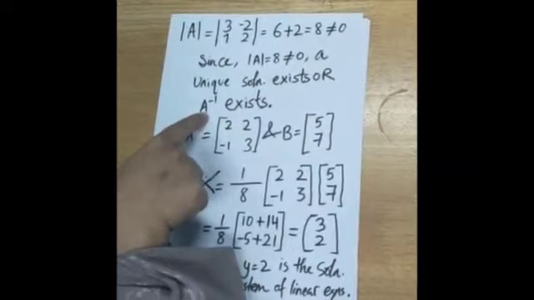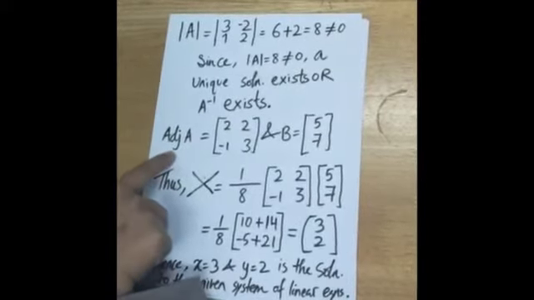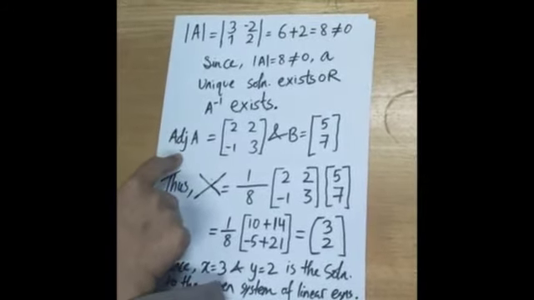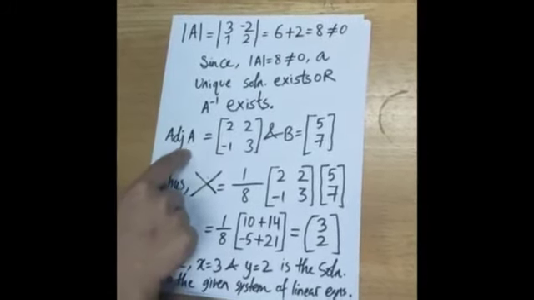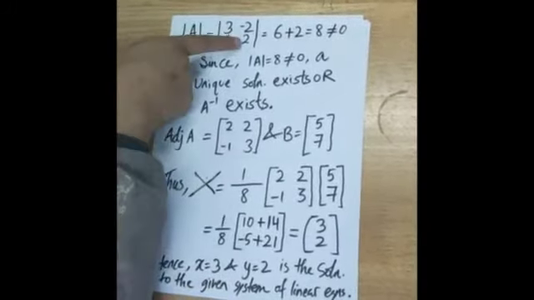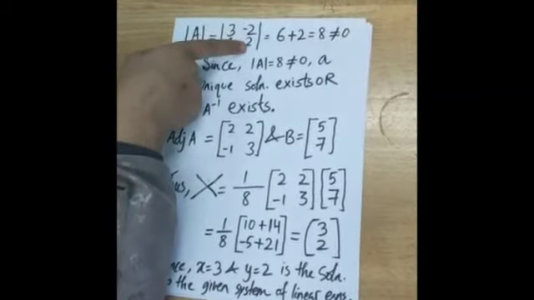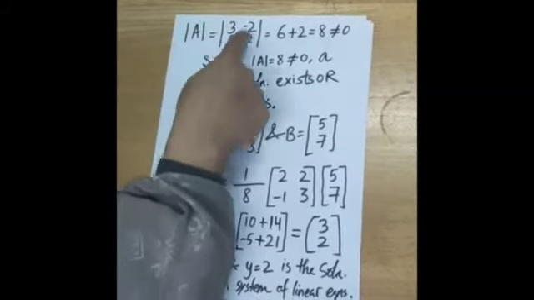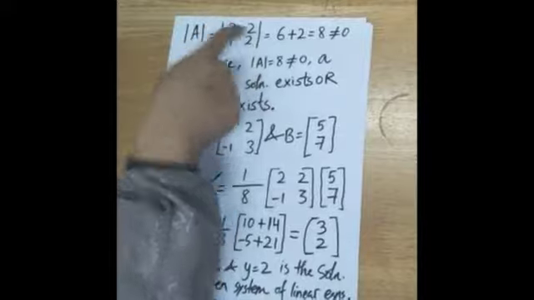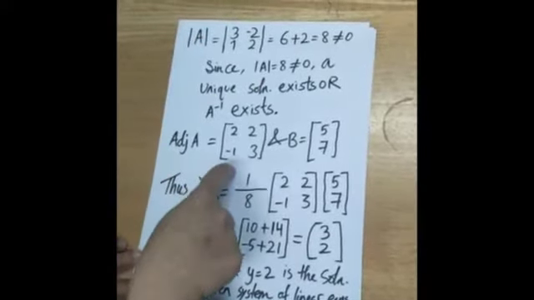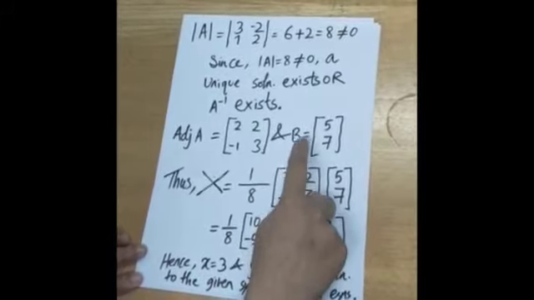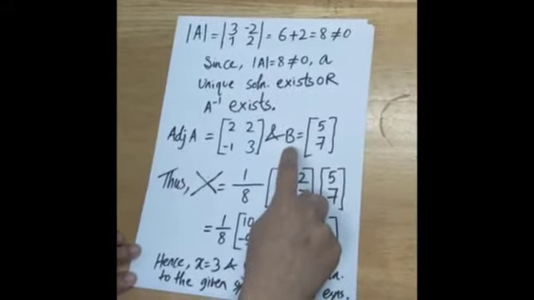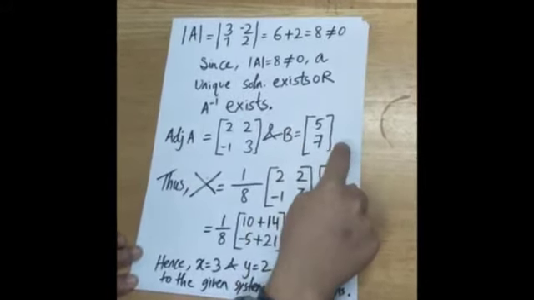To find A inverse, we need to find the adjoint of A. And we know that for a 2 by 2 matrix, we can easily find the adjoint by changing the place of these two elements and changing the sign of these two elements. By doing this, we have obtained our adjoint of A, and our constant matrix B is also given here.